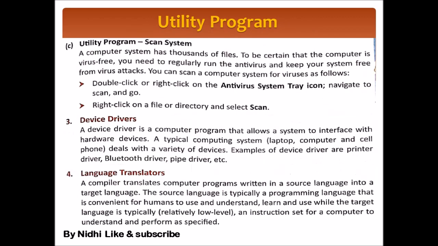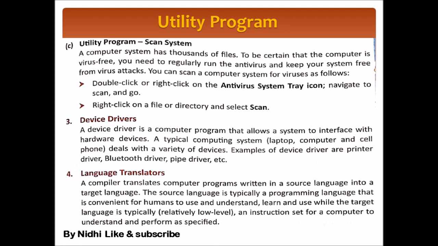Other utility programs are scan systems. A computer system has thousands of files. So to be certain that the computer is virus free, you need to regularly scan your computer, run the antivirus, and keep your system free from virus attack. You can scan a computer system for viruses by right-clicking on the antivirus system tray icon, and then navigating to scan. Then right-click on the file or directory and select the scan process.